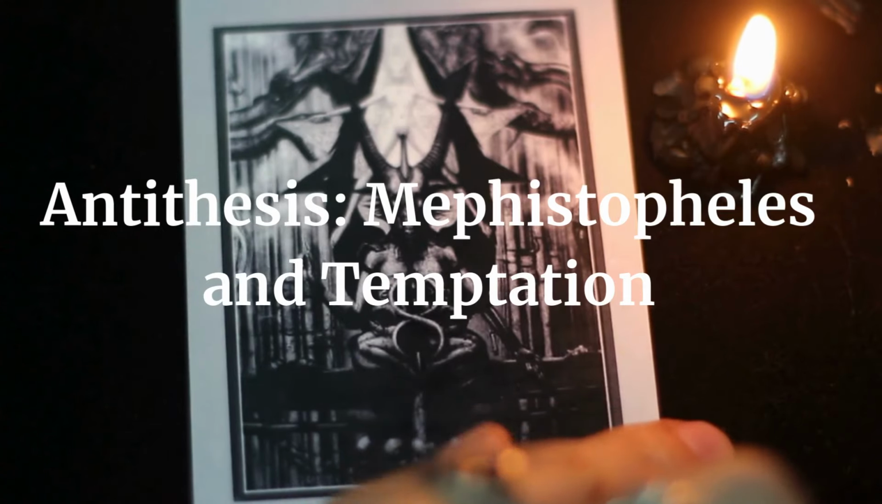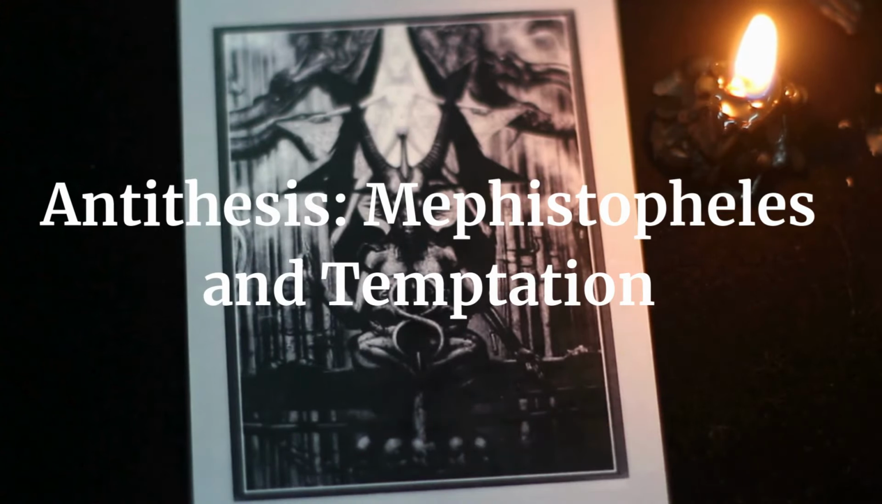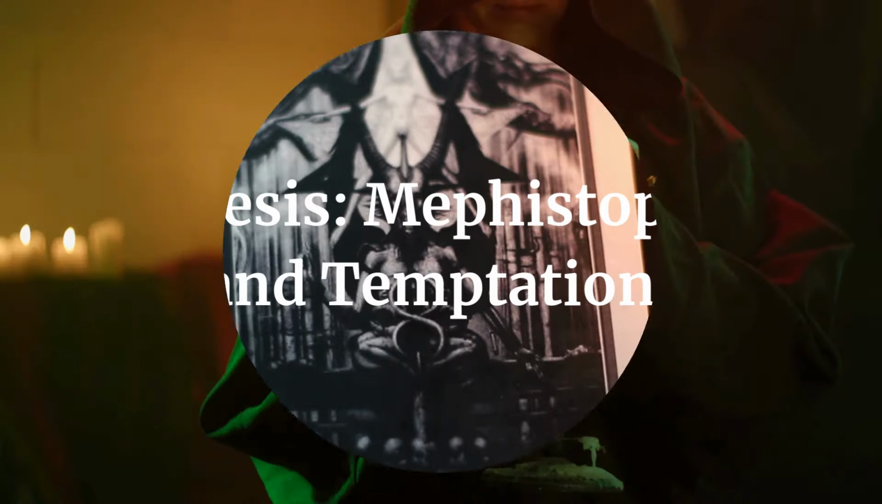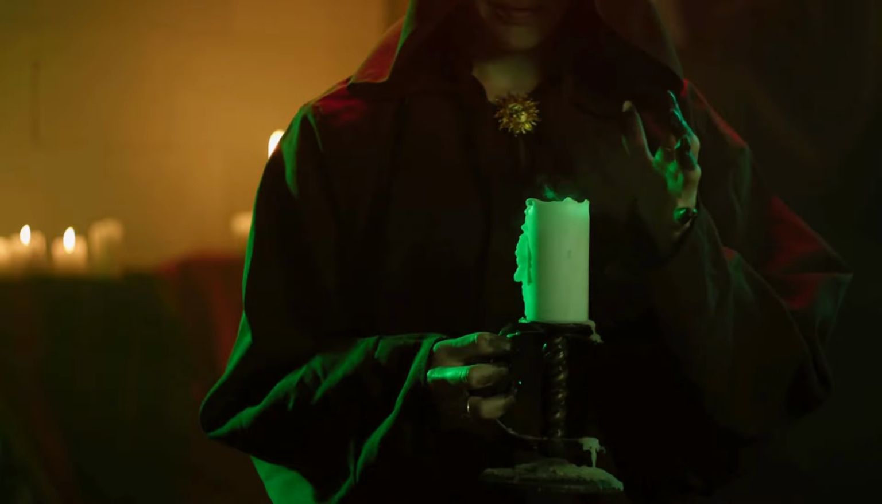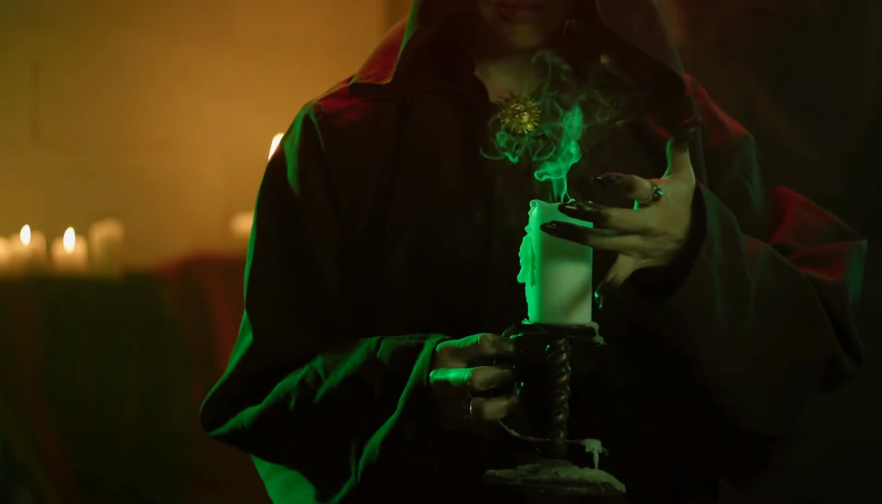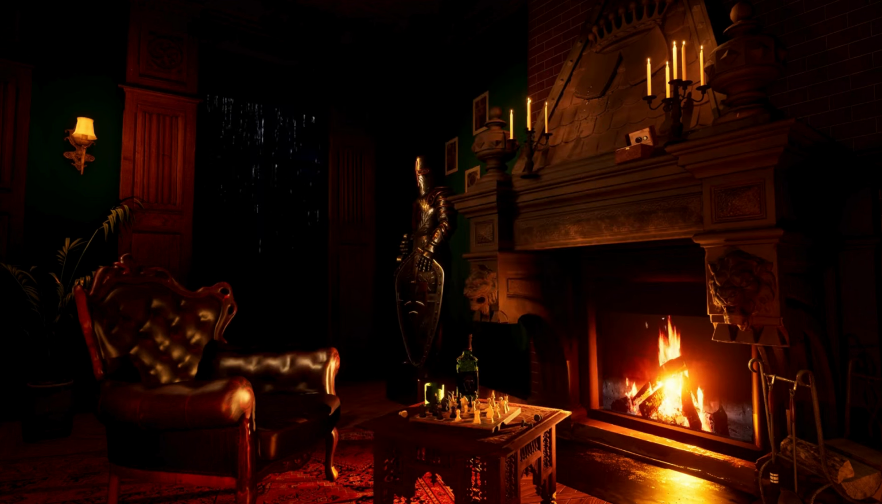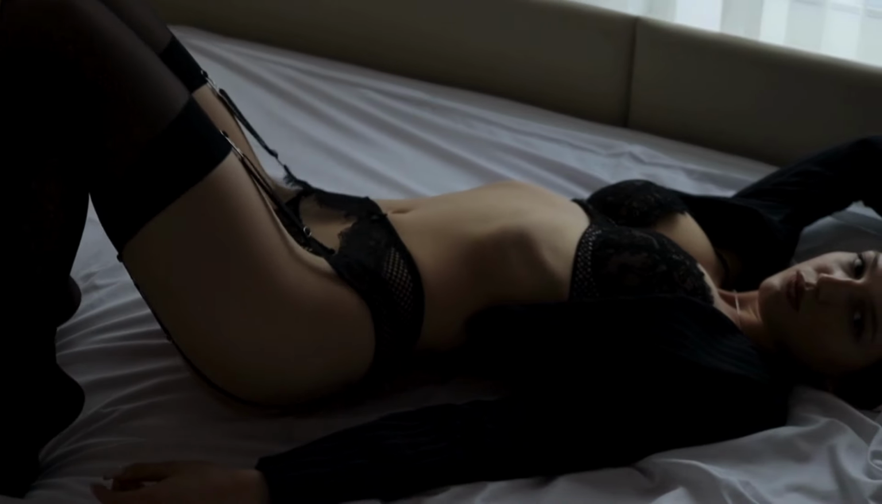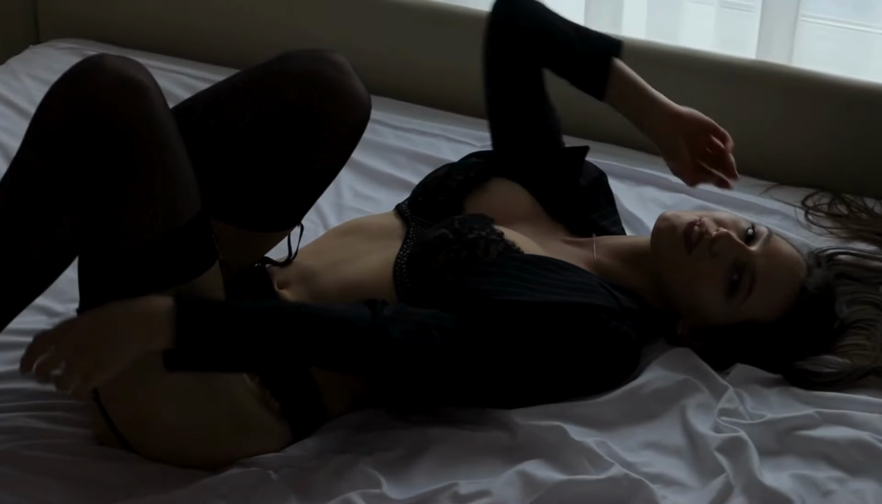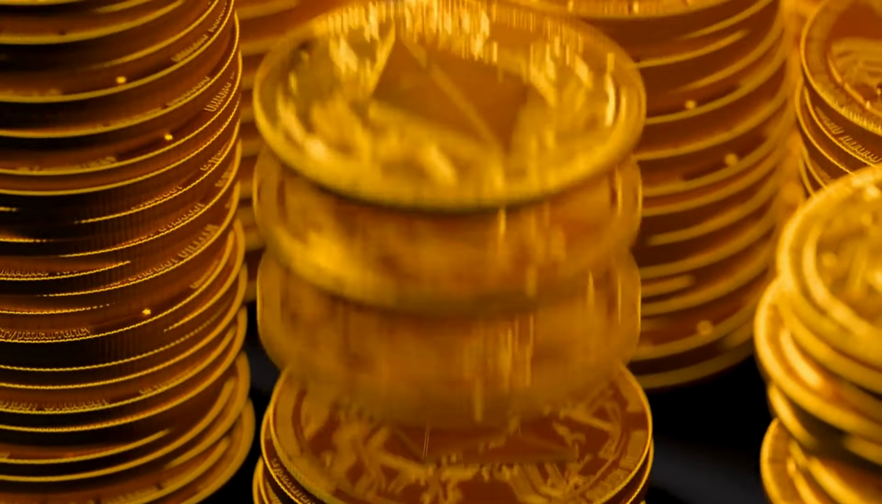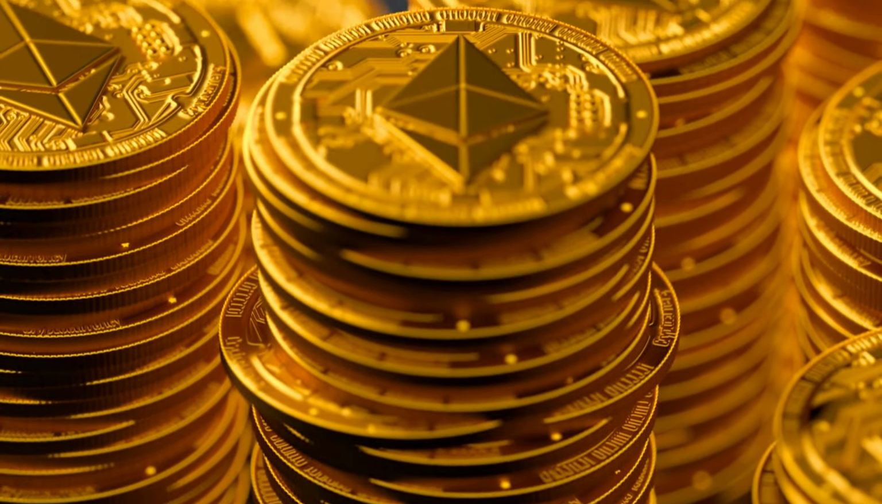Antithesis: Mephistopheles and temptation. On the opposite side is Mephistopheles, who embodies the antithesis. He represents skepticism, cynicism, and temptation. Mephistopheles not only opposes Faust's aspirations but offers an alternative view of the world, a materialistic, carnal perspective devoid of lofty ideals. His goal is to demonstrate the futility of Faust's quest for truth and to prove that human aspirations are in vain, while life itself is nothing more than a game of fleeting pleasures.